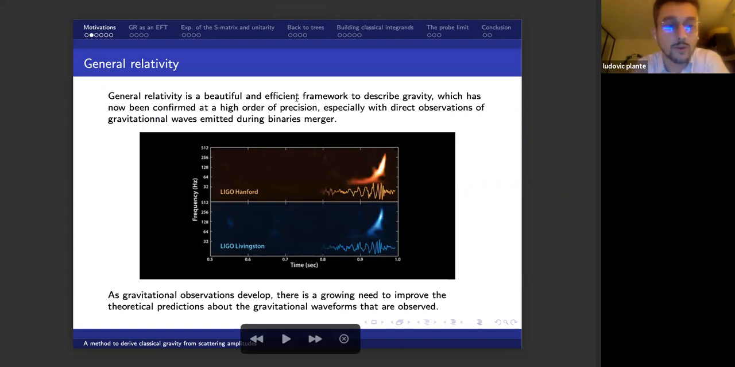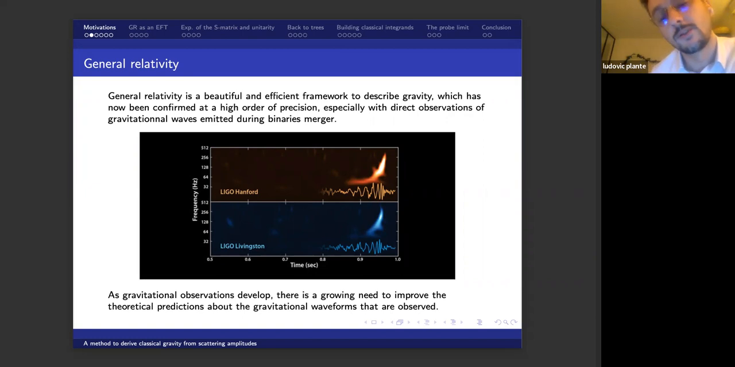First, on motivation. As you all know, general relativity is a beautiful and efficient theory to describe gravity. It has been confirmed to high orders of precision, especially in the detection of gravitational waves emitted during the merging of binaries. As we develop gravitational observations, we have a growing need to improve the prediction and computation of gravitational waveforms that are observed by LIGO and Virgo, for example.